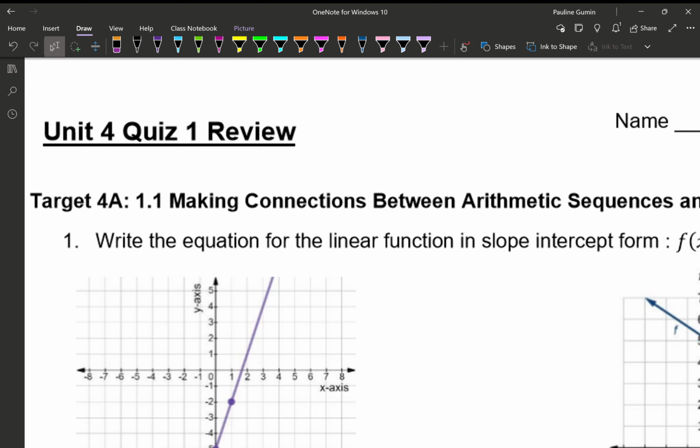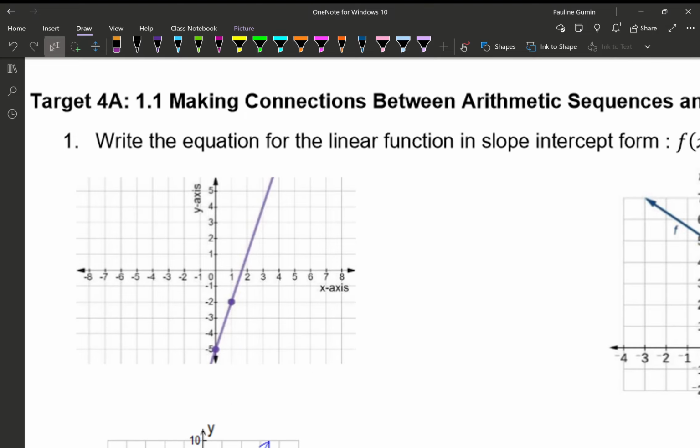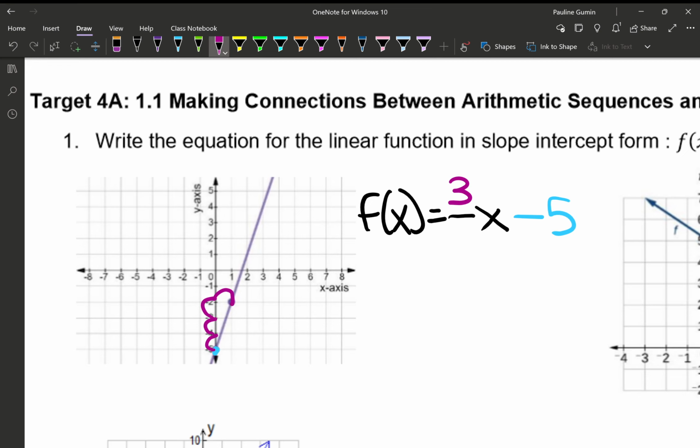Alright, so for number 1, what I'd like to do is to write our linear function in slope-intercept form. Let's get started. The first thing I'm going to do is write f of x equals, and then I'm going to have some fraction with an x, and then we'll have our y-intercept. I see the y-intercept already, it's negative 5, so I'm going to write a minus 5. Now what I'd like to do is count how much I go up and to the right from that y-intercept, and that's going to be our slope. All right, 1, 2, 3, up 3, to the right 1. That's our function.